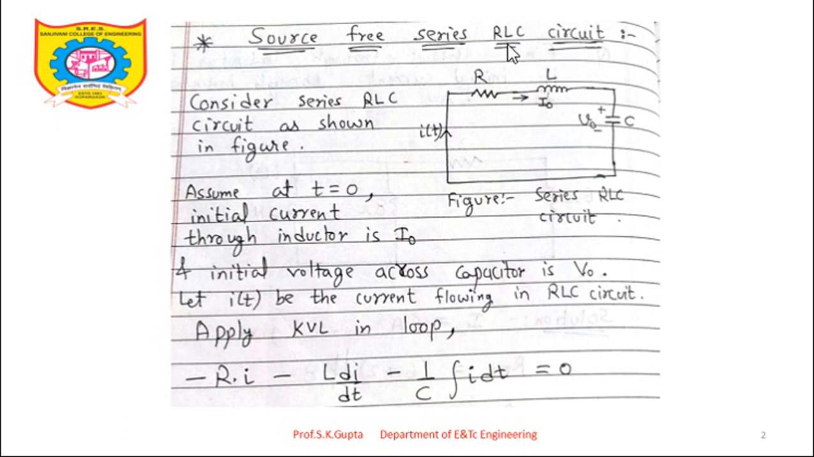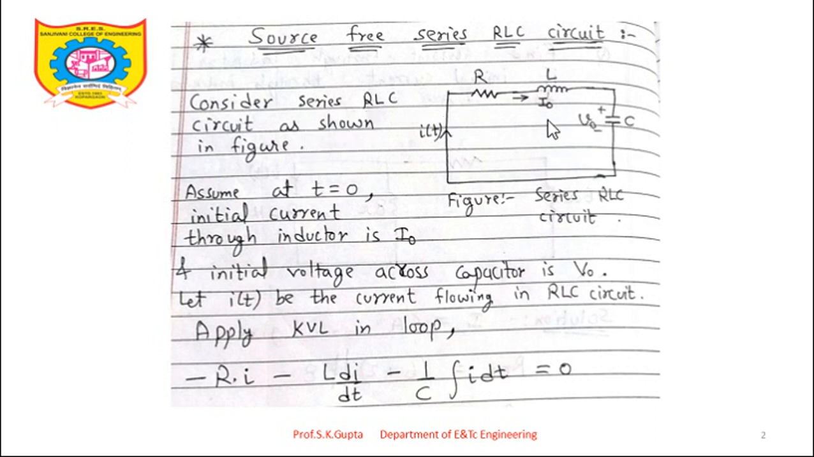Because of RLC circuit we will get second order differential equation, because there are two energy storing elements, L and C. If one energy storing element is there, we get the first order differential equation. But as both the inductor and capacitor are energy storing elements, we are getting second order differential equation. As these RLC are connected in series, consider series RLC circuit as shown in figure.